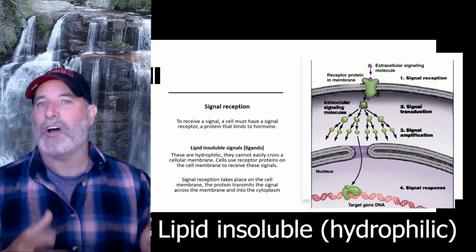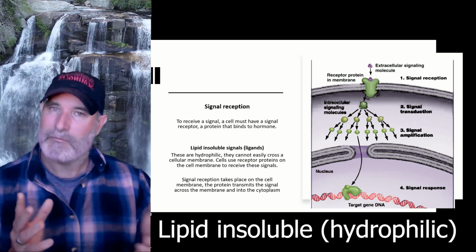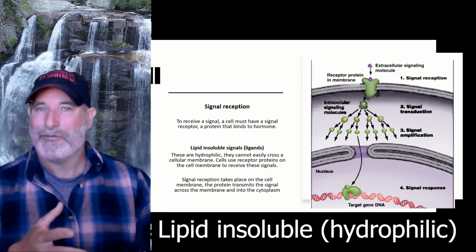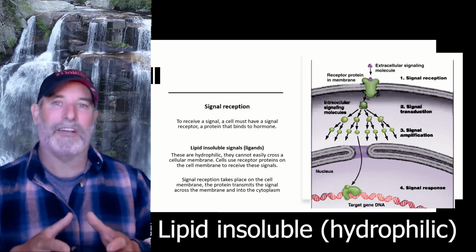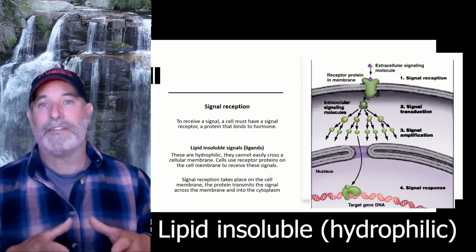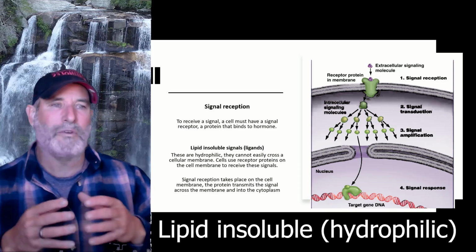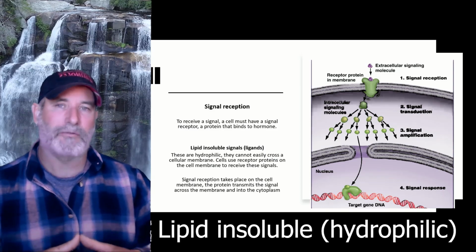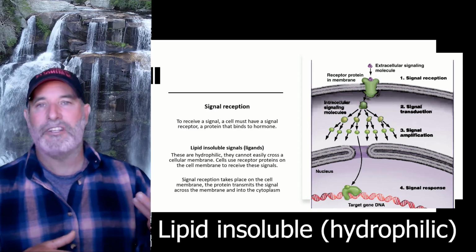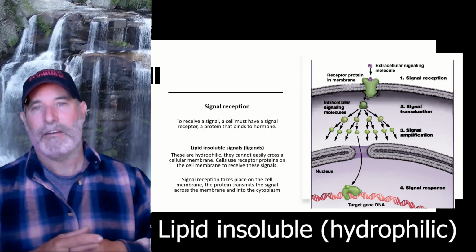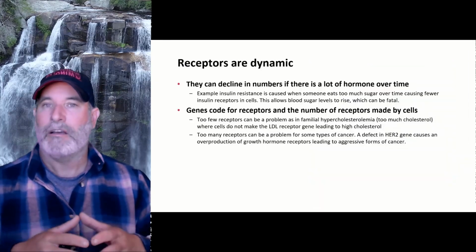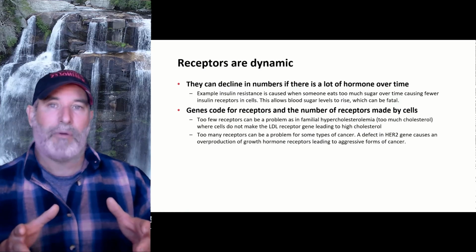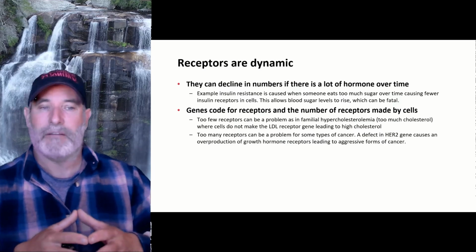So a lipid insoluble ligand or signaling molecule, also hydrophilic, cannot cross cellular membranes. So instead, the cell must have a receptor on the surface of that membrane to receive a very specific ligand. Now, these receptors are dynamic, okay? And so they can respond to the environment.